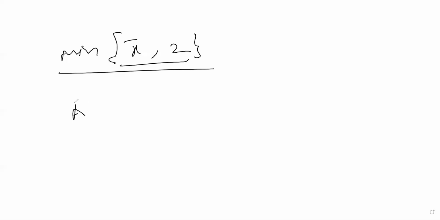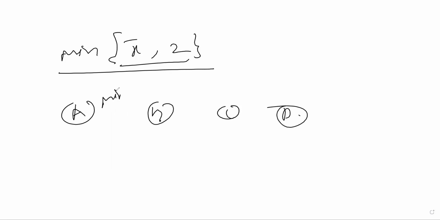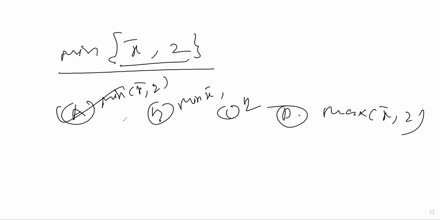Sir, how do we know that 2 is less than x bar in the last problem you did? Yeah, see, x bar comma 2. There will be 4 options for you to tick. One will be minimum x bar comma 2, one will be minimum x bar, one will be 2, and one will be maximum x bar comma 2. So in that you have to select minimum x bar comma 2.